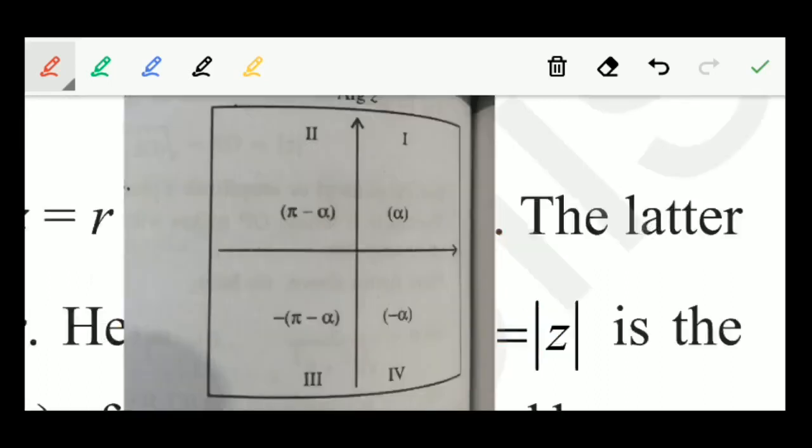Students, this table is very important. In the first quadrant, the argument of z is theta is equal to alpha. In the second quadrant, the argument of z is equal to pi minus alpha. In the third quadrant, the argument of z is equal to minus bracket pi minus alpha, and in the fourth quadrant, the argument of z is equal to minus alpha.